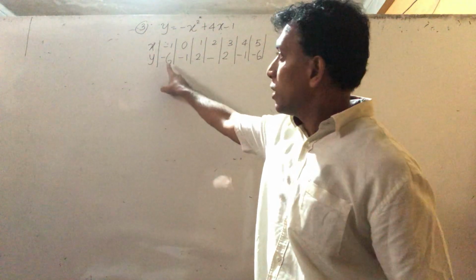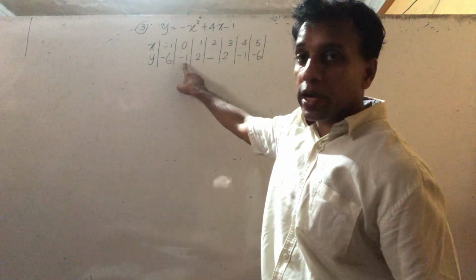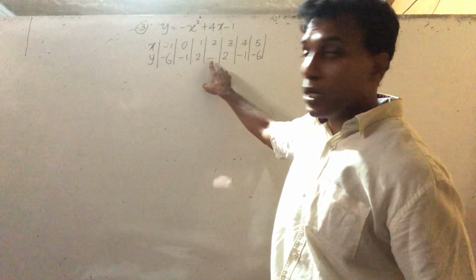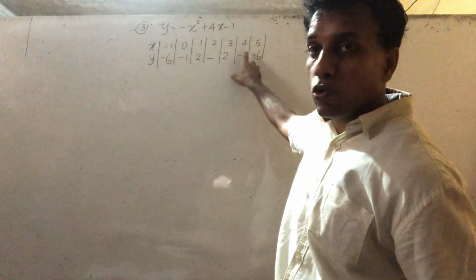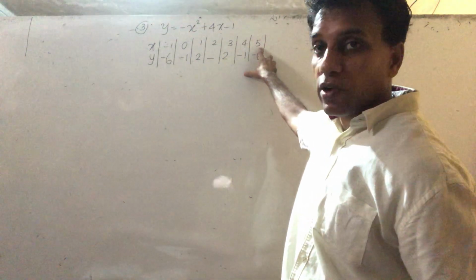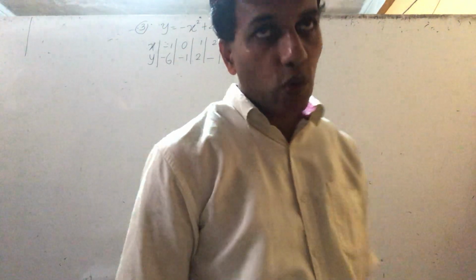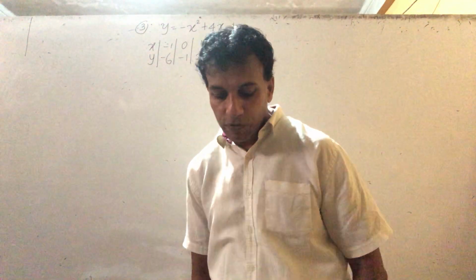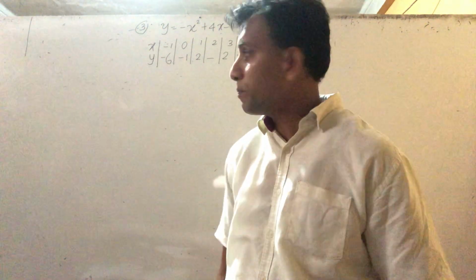Corresponding y values are: x minus 1, y minus 6; x 0, y minus 1; x 1, y 2; x 2 is a blank; x 3, y 2; x 4, y minus 1; x 5, y minus 6. This is the pattern: if you see all past exam papers, they will give an equation of the graph and a table is provided. You fill the table, mostly one blank, 1 mark for that.